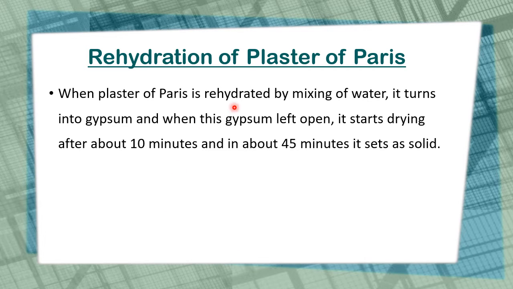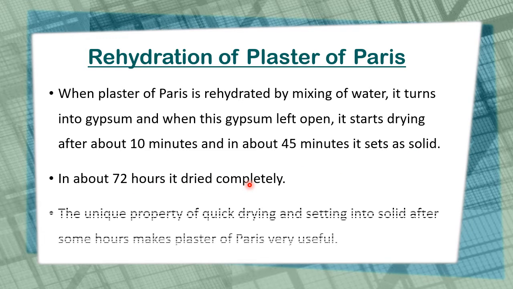When POP is rehydrated by mixing with water, it turns into gypsum, and when this gypsum is left open, it starts drying after about 10 minutes, and in about 45 minutes it sets as a hard solid mass. In about 72 hours it dries completely. The unique property of quick drying and setting into solid after some hours makes plaster of Paris very useful. This is a unique property of POP.